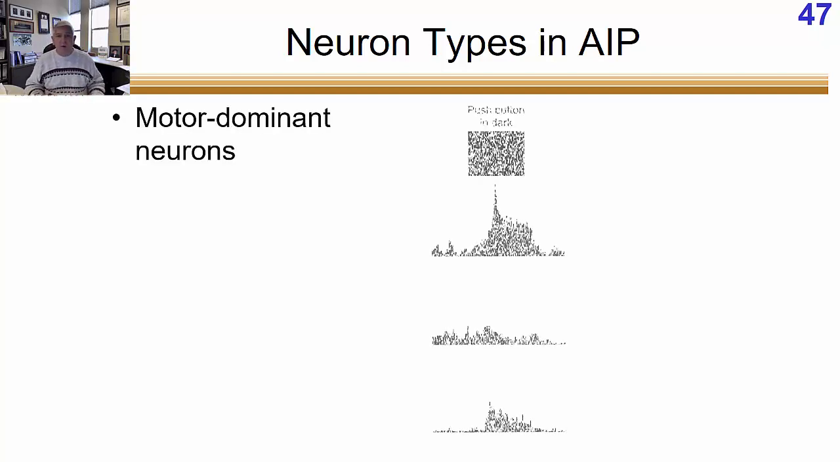So there are motor dominant neurons. We've trained a monkey to push a button. And then we put them in the dark and say, push the button. So there's no visual cues. There's simply motor cues. And we see that this neuron fires when he pushes the button. These other two neurons don't fire.